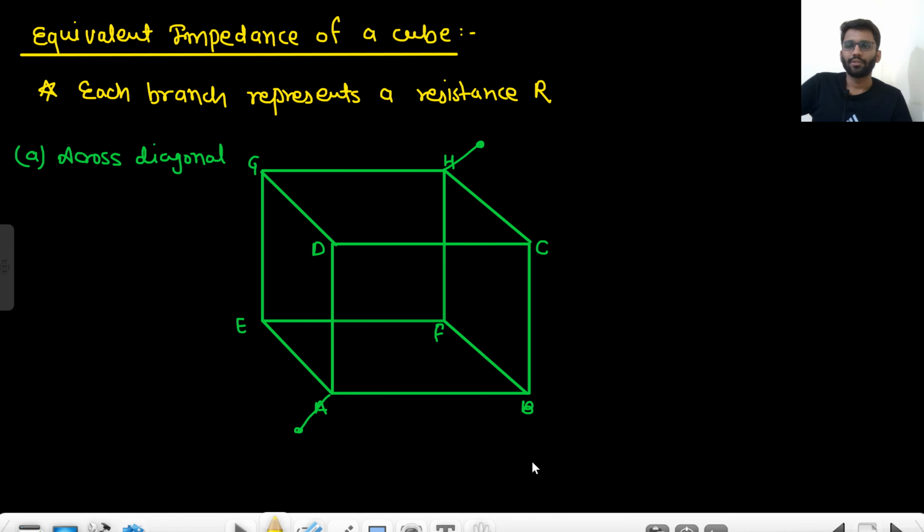Hello everyone. So let's see this problem. This is a very famous problem. We will see three kinds of problems in it. This is a cube given to you, and each branch represents a resistance R. First we need to find the equivalent resistance across the diagonal.